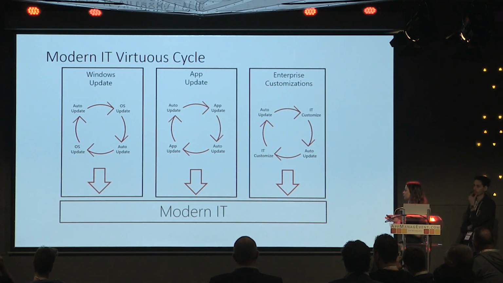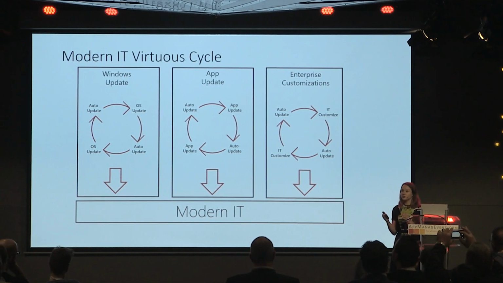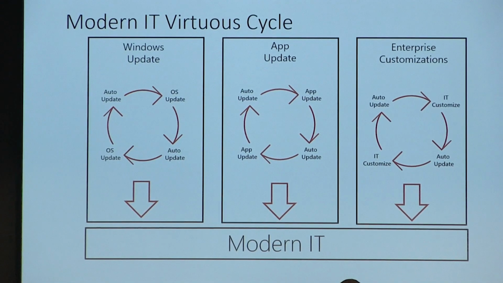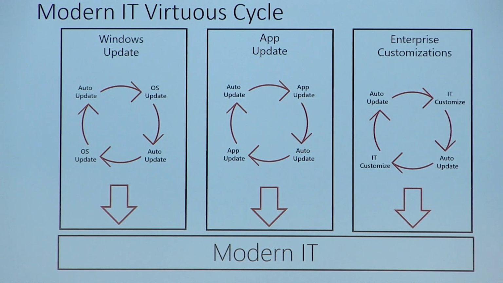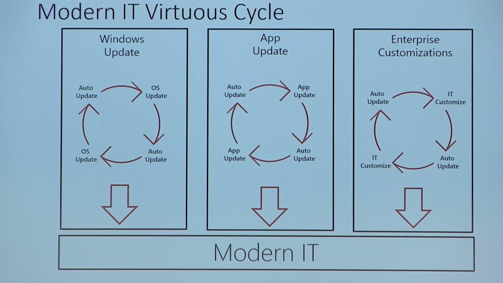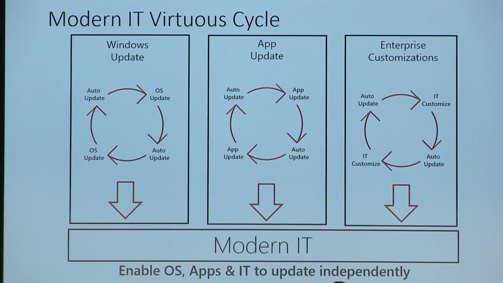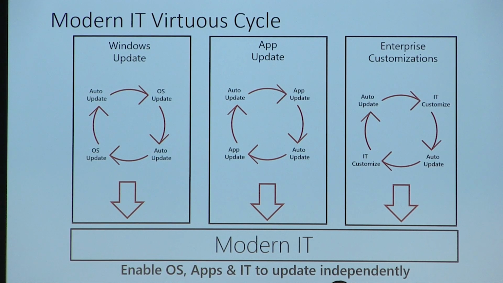This is where we want to go in the future. This is our virtuous cycle where your Windows updates are separated from your app updates, which are separate from your enterprise customizations, so that when you have an app update, you don't have to go and repackage your application to make your customizations work, or any other updates, so that you can update each of those things independently. And in order to do that, you need to convert to MSIX.